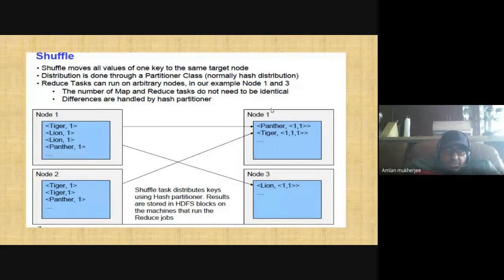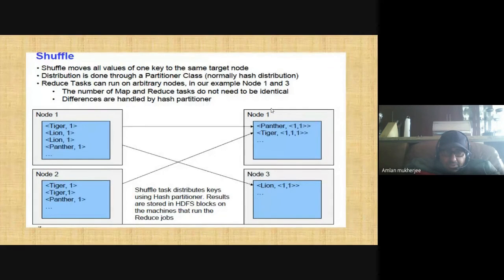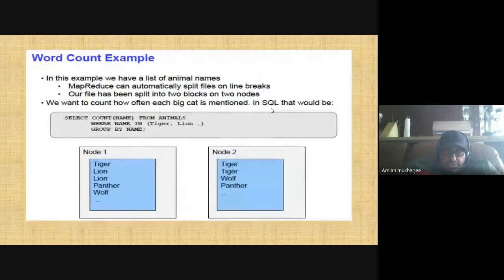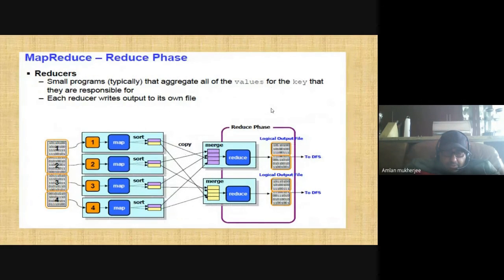Okay, so you can see over here, they're aggregating them slowly. Okay, in the next picture, you will see that now they are coming up with the node 1 is panther 2, tiger 3. Because now node 1 and node 2 is shuffling with each other. So if you go to this picture, you can see that this is what's happening now. This is what's happening now. Okay.